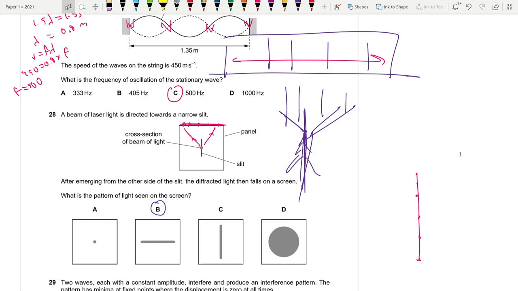A beam of laser light is directed towards a narrow slit. So, it's basically a circular cross-section, understood? We are viewing it, like, think of the screen, you're viewing the screen. You're viewing the panel, just think of your screen as the panel. You're viewing the screen, okay?